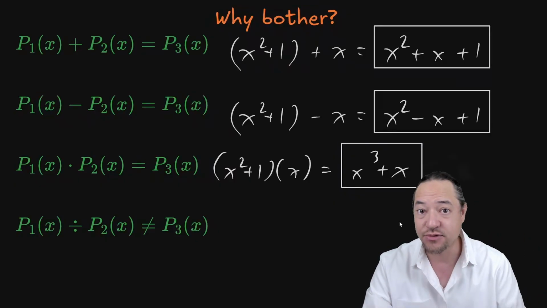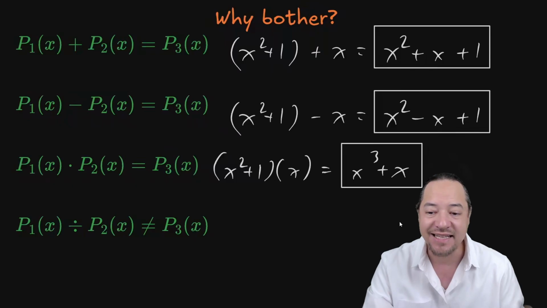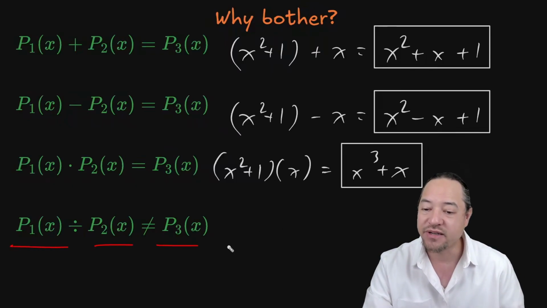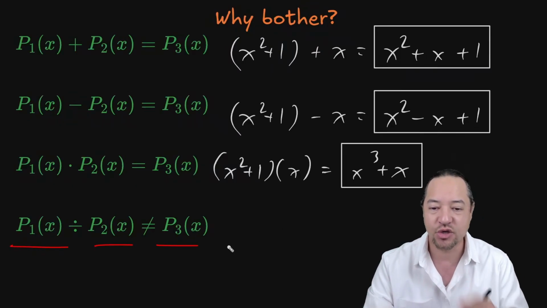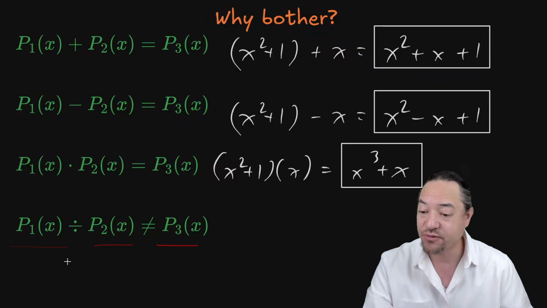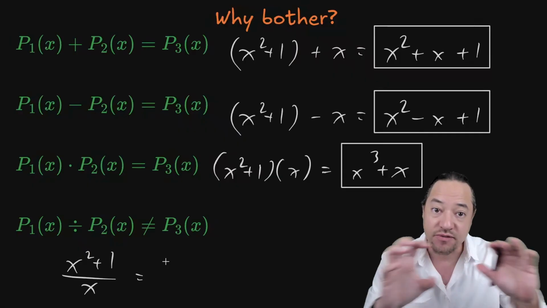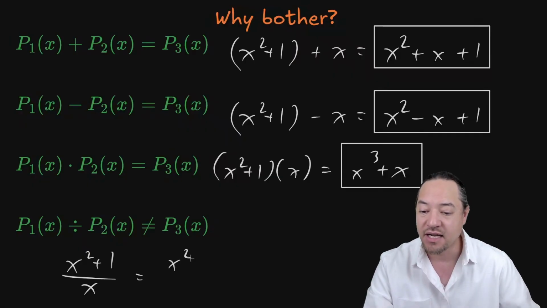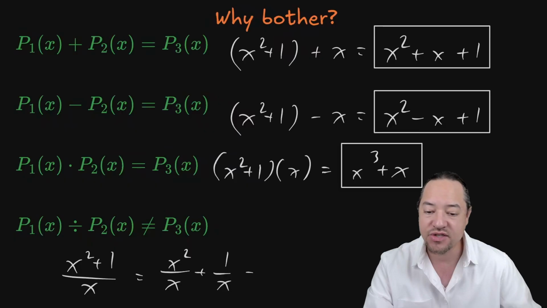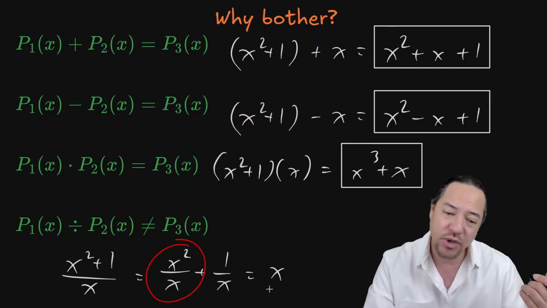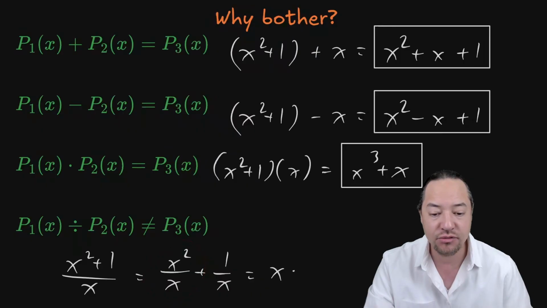Well, that leads us to division. Okay, so if we divide, the thing is we are not guaranteed to get a polynomial here. Let's take a look at this. If we do x squared plus 1 divided by x, what do we get? Well, we can separate this and think about it as x squared over x plus 1 over x, and I could simplify this first term here into just x. The second one I can't really simplify, but I could write it as x to the power of negative 1.